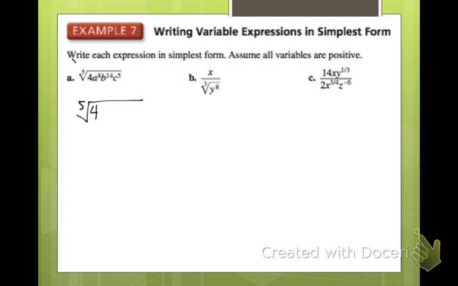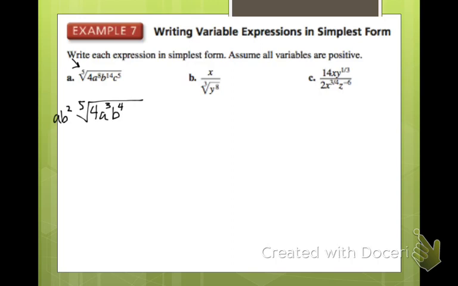How many groups of 5, or 5th root of 5 a's, are there in a to the 8th? Well, there's 1 with 3 left when we take out that one group of 5. How many groups of 5 b's are there in b to the 14th? Well, there are 2 with 4 left over. It's like dividing.